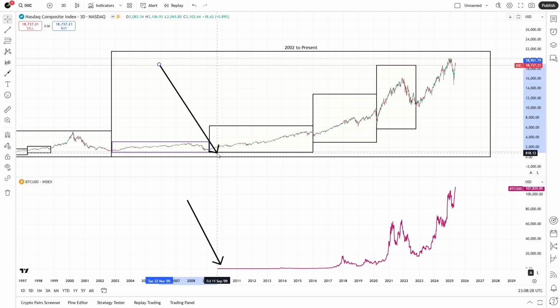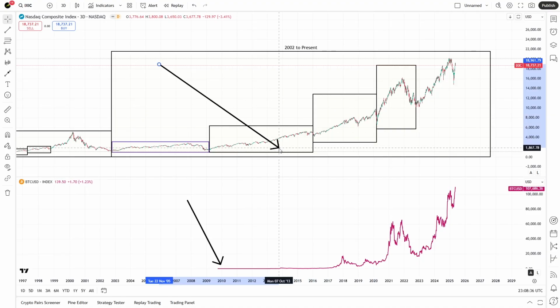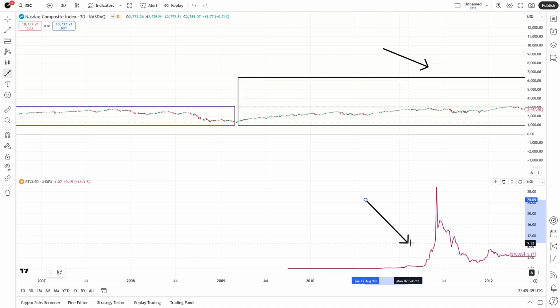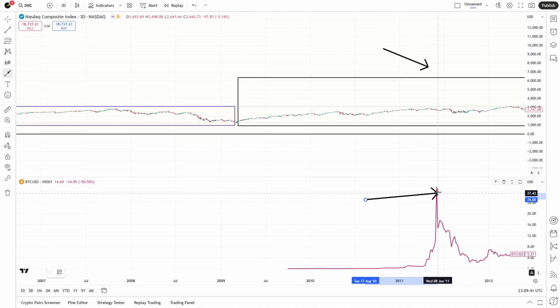Let's see how Bitcoin has reacted to these different boxes that have taken place over Bitcoin's lifetime. So let's zoom into the first bull run structure. Okay, so I'm going to go back to 2011. So this is the first real bull run that takes place.